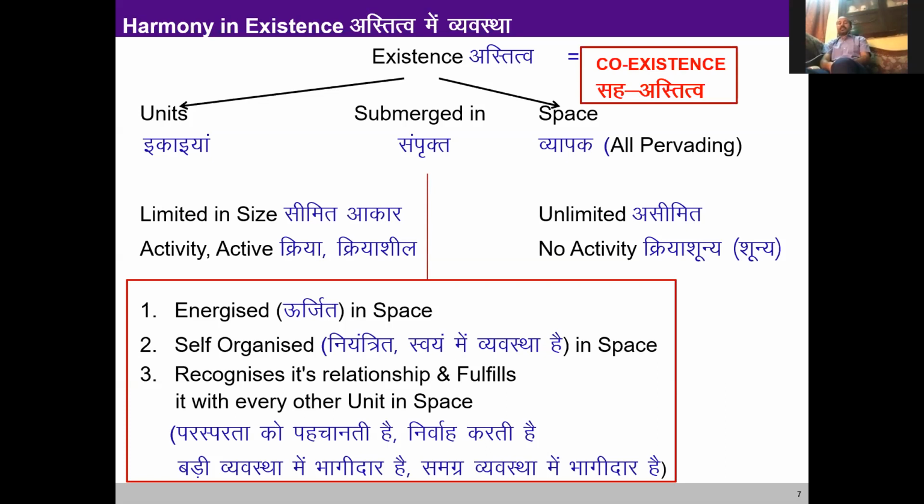The units are limited, active, energized, self-organized, and recognizing and fulfilling. Whereas the space is all pervading, unlimited, has no activity, and its energy is constant. It allows the self-organization, and it is transparent. These are the points that we have to keep in mind, and they are very important.